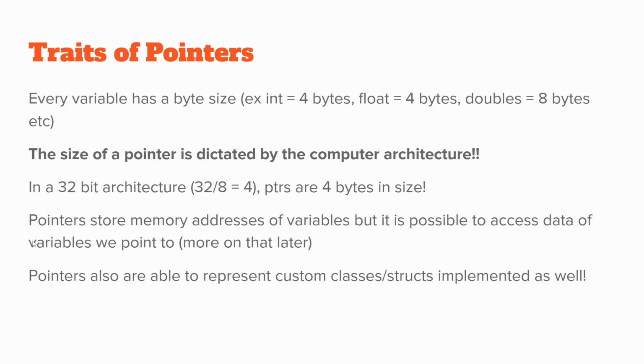So pointers store memory addresses of variables, but it's still possible to access the data of the variables we point to as if it's a copy of that variable, but we'll go more in depth with that later. And pointers are also able to represent custom classes and structs as well.